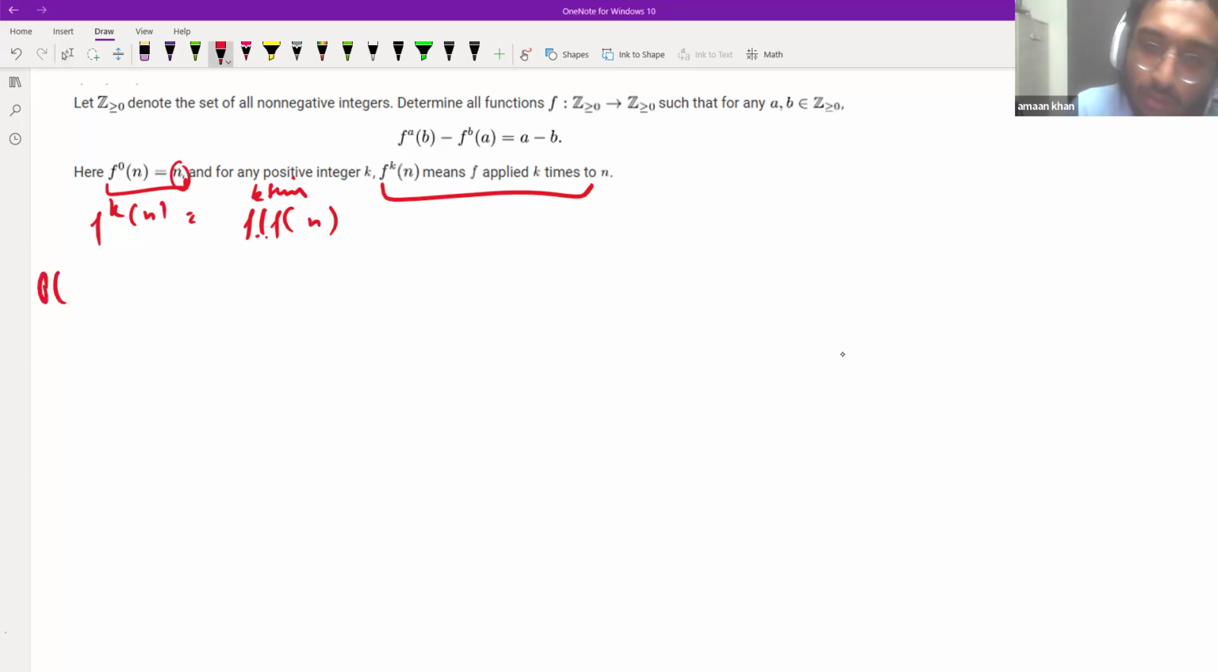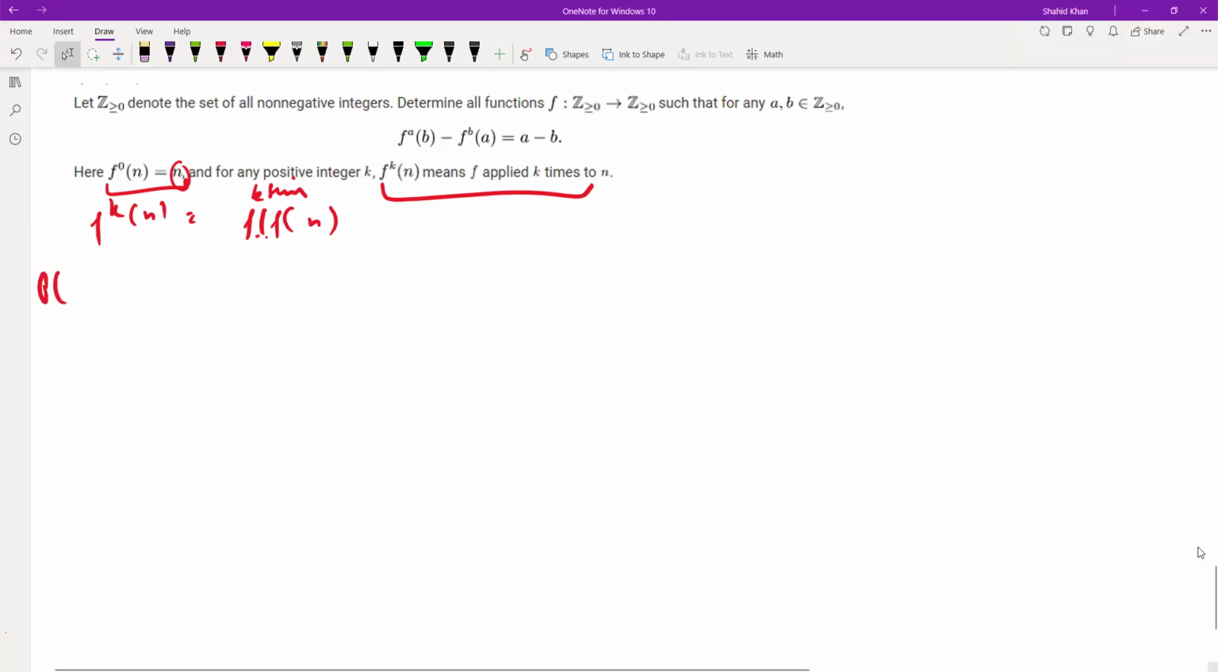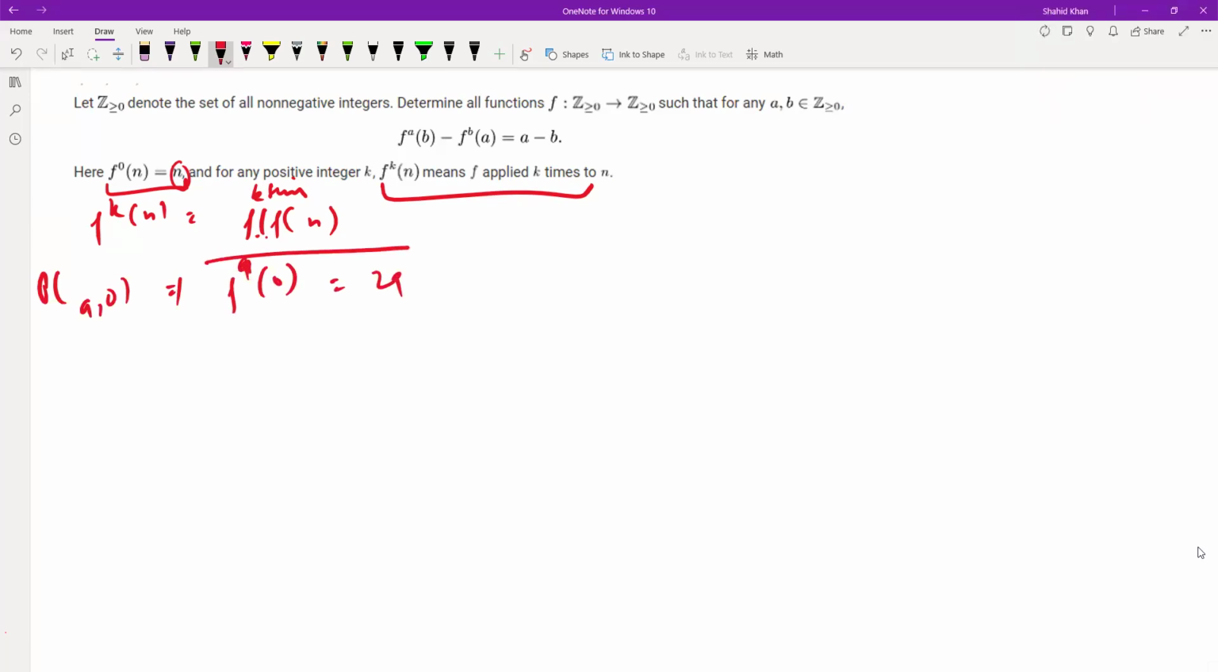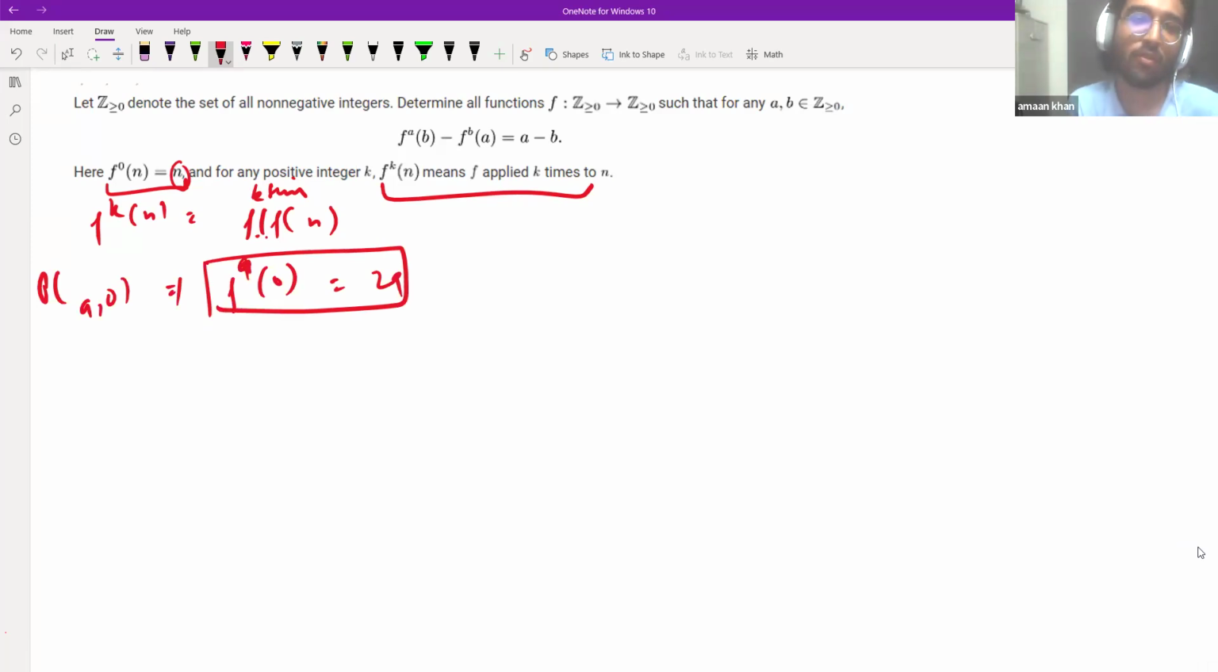So let's try f of a comma 0. I think you get f of 0 is equal to 2a... f of a. What can you conclude from this? You can conclude something more from this.